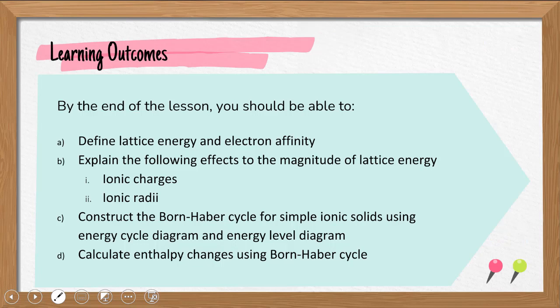So by the end of the lesson, you should be able to define lattice energy and electron affinity. Explain the following effect to the magnitude of lattice energy: ionic charges, ionic radii. Construct the Born-Haber cycle for simple ionic solid using energy cycle diagram and energy level diagram. Then, calculate the enthalpy changes using Born-Haber cycle.